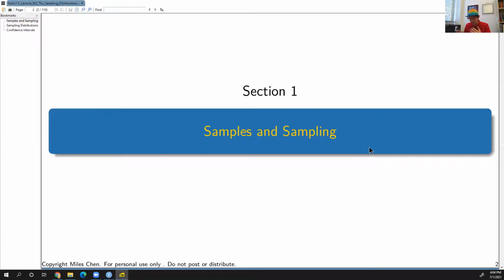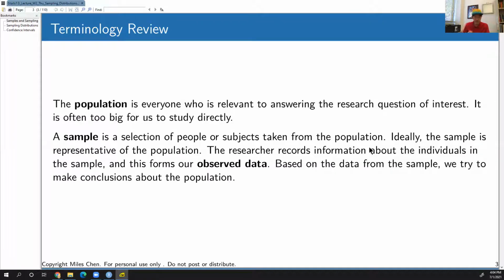So as we get into that, it's useful for us to review exactly what a sample is and what we mean by that. Again, one of the big ideas in statistics is that we want to make conclusions about the population, being everybody who is relevant to answering the research question of interest. And the problem is that this population is always too big for us to study directly.